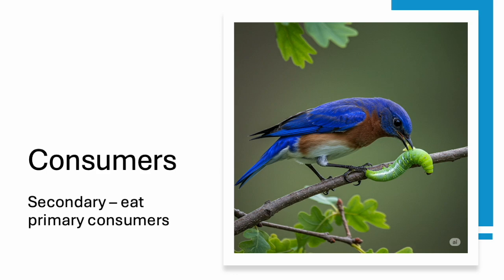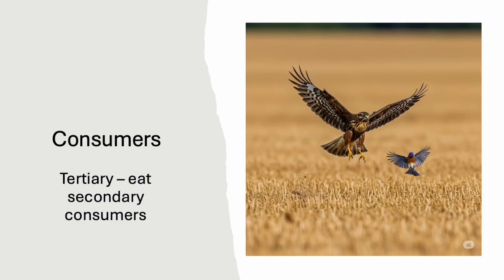Some food chains have a third level of consumers called tertiary consumers. These are the animals that eat secondary consumers. They're often at the top of the food chain. An example is an eagle eating a snake that ate a frog that ate a plant.